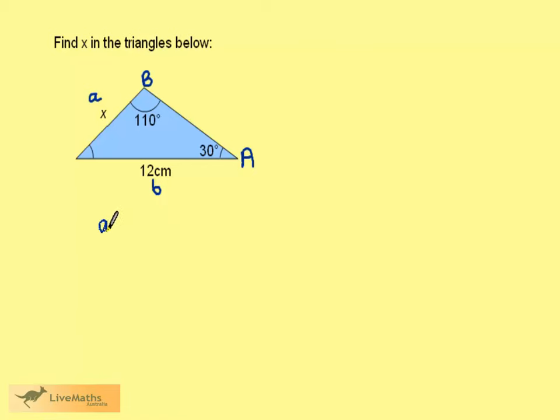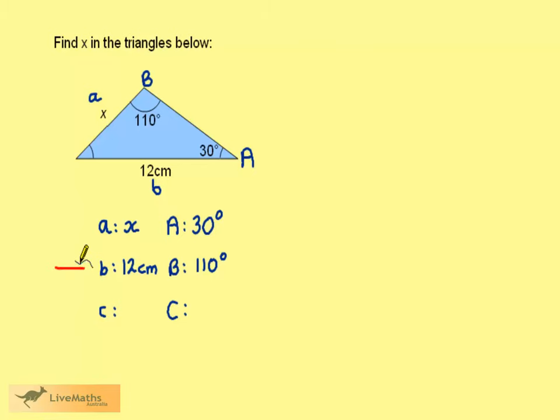Let's look at our data collection grid. A and A, B and B, and C and C. We're trying to find A. It's called x. We know the angle A. We know the side B. And we know the angle B. We don't need to know either C or C.